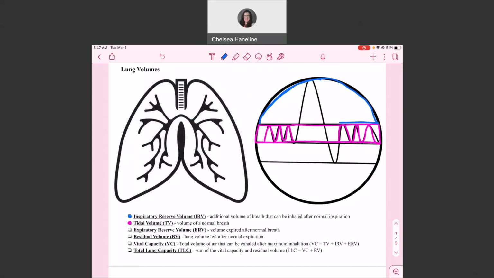So you want to pick a color and color per chunk. Your inspiratory reserve volume is basically going to be this portion of the graph here. It extends from the top of your tidal volume peak all the way up to the top of the tallest peak. And that's called the inspiratory reserve volume.